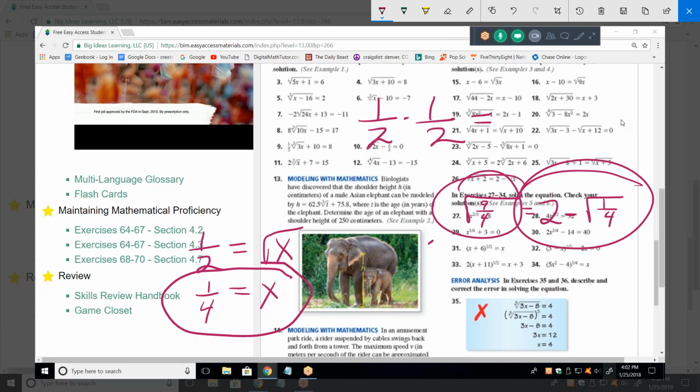It's the square root of 9/4. And I put it in an improper fraction for a reason. Both of those are perfect square numbers. So what's the square root of 9/4? 3/2. Okay.